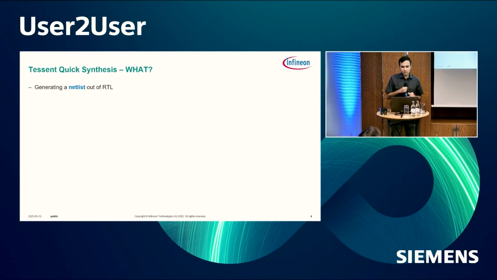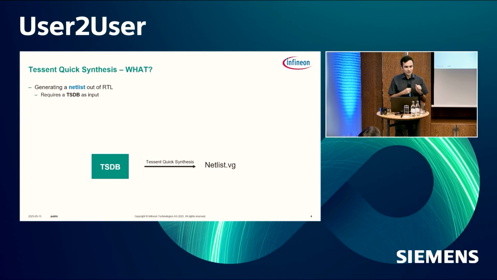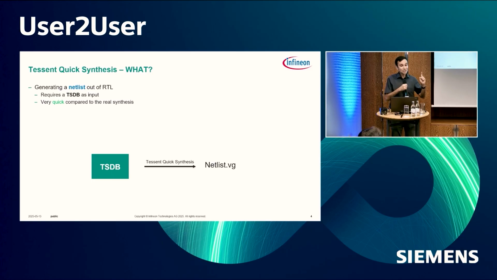So what is Tessent Quick Synthesis? We take advantage of Tessent Quick Synthesis to generate a netlist out of RTL. In order to do it, you need input. So the input for us is the TSDB, Tessent database, which already contains the RTL, modified RTL. And the important thing about Tessent Quick Synthesis is that usually it's much faster compared to the real synthesis, which is done by the physical team or a synthesis team. Orders of magnitude faster.